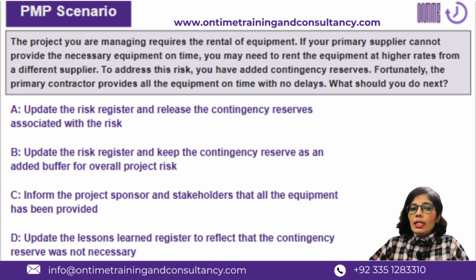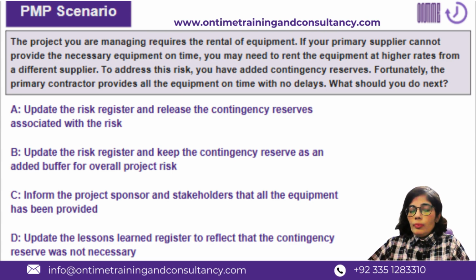Option A, update the risk register and release the contingency reserves associated with the risk. Option B, update the risk register and keep the contingency reserve as an added buffer for overall project risk. Option C, inform the project sponsor and stakeholders that all the equipment has been provided. And option D, update the lessons learned register to reflect that the contingency reserve was not necessary.